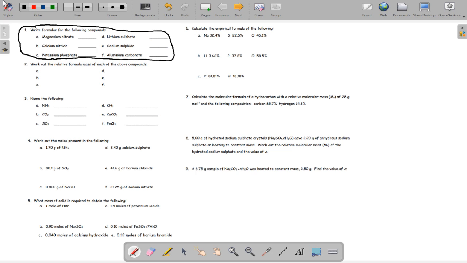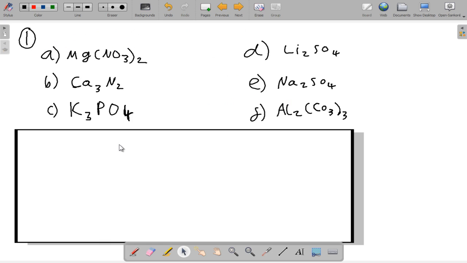So for question 1, we're writing the formula for magnesium nitrate, lithium sulfate, calcium nitride, sodium sulfide, potassium phosphate and aluminium carbonate. Okay, so the answer for part A is Mg(NO3)2, because we know that a nitrate ion is 1 minus and Mg is 2 plus. So the way to represent this is to put brackets around the nitrate and to write a subscript 2 here.